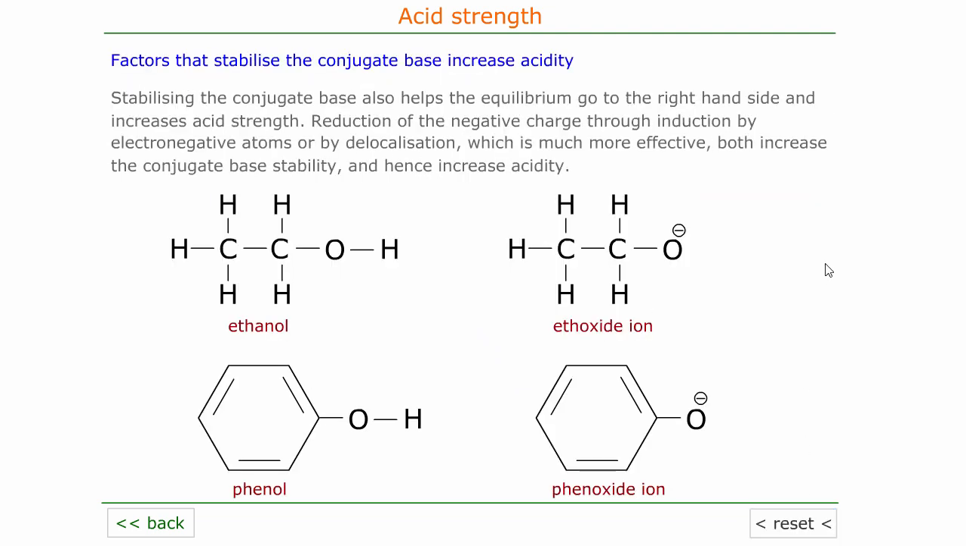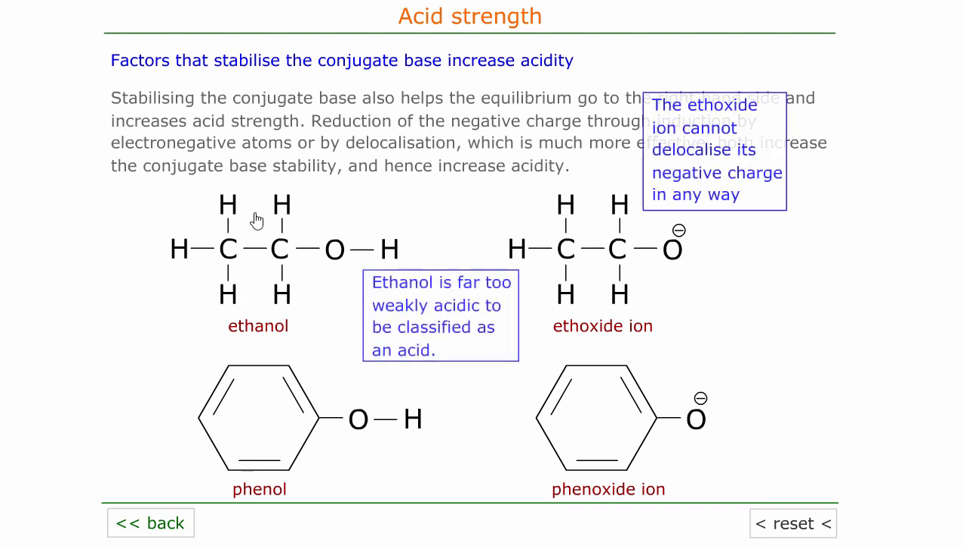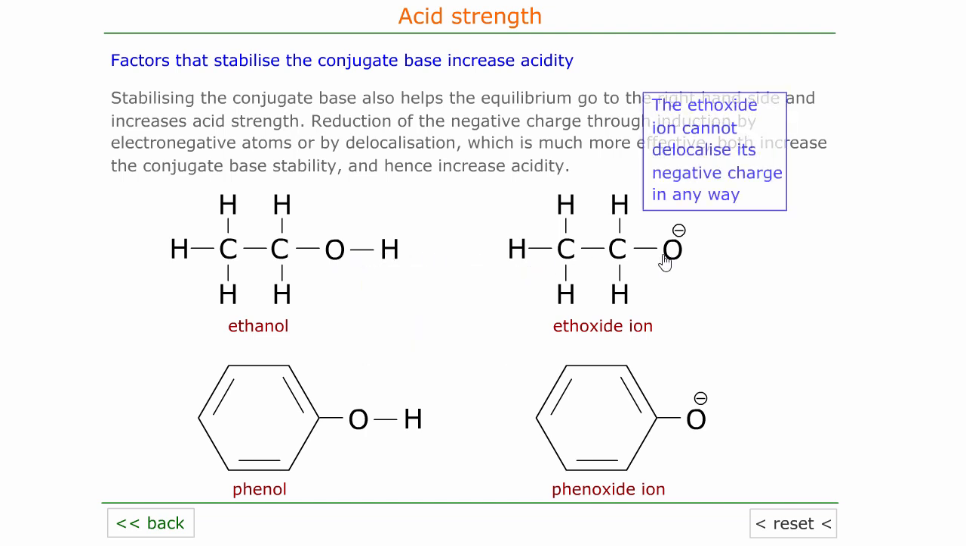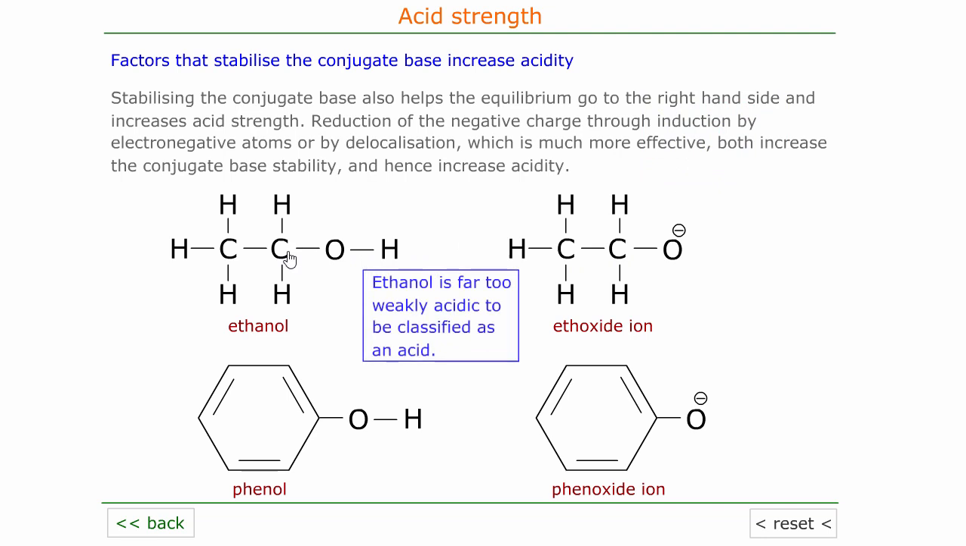Anything that stabilizes the conjugate base, that's the negative ion that's produced when the hydrogen leaves, also increases the acidity. If we compare ethanol and phenol, for example, here is the structure of ethanol. It's not really classified as an acid because it's very, very weakly acidic. If we were to break the OH bond here, we would produce the ethoxide ion, which is not at all stable. It's a very strong base. So when the conjugate base formed by loss of a hydrogen is very, very strong, the acid, in other words, the species before it's lost the hydrogen ion, is very, very weak as an acid. In fact, as I said, ethanol is too weakly acidic to be classified as an acid.